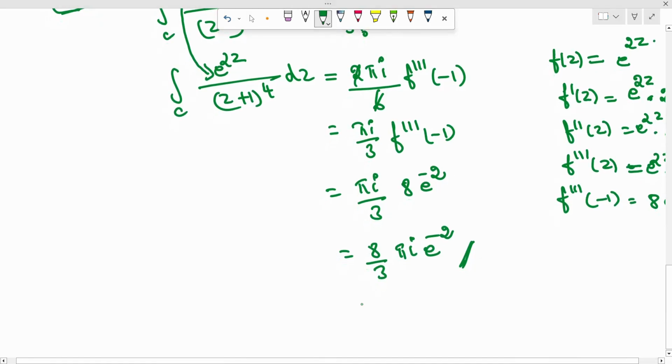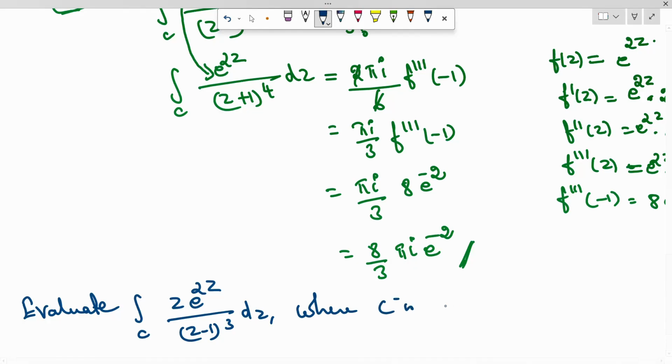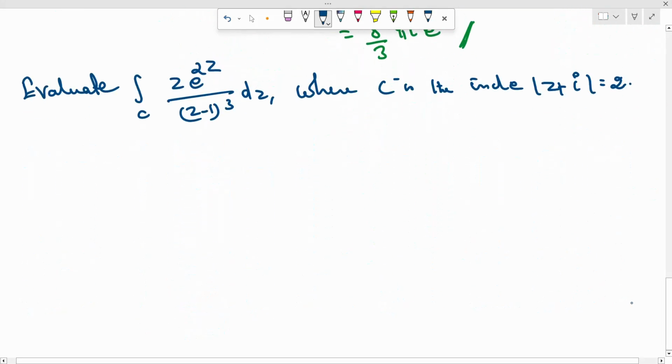Next problem. Evaluate the integral over c of z into e power 2z by (z minus 1) whole cube into dz, where c is the circle modulus of z plus i equal to 2.